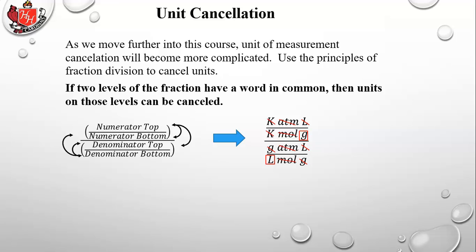Now you have to remember that a fraction on the bottom of two fractions, you flip and multiply, just like they were numbers. So that means the liters, which is in denominator bottom, flips all the way up to numerator top. And then grams stays in the denominator there, and that's the final units that you would get from that problem.